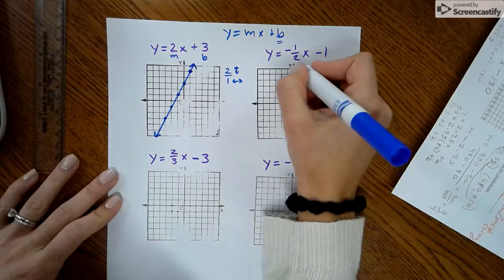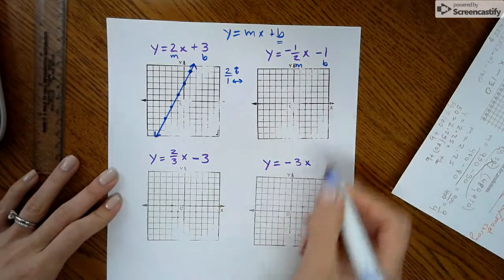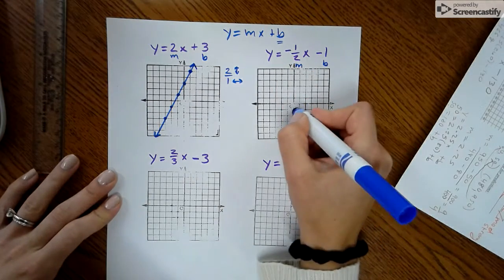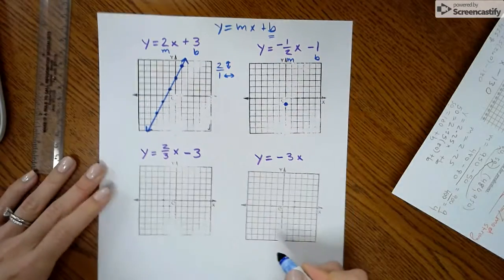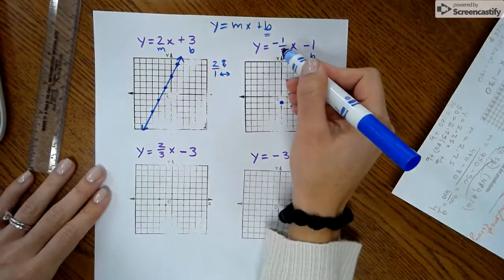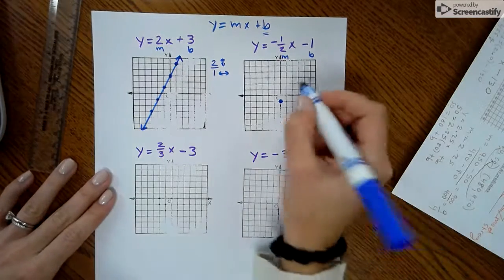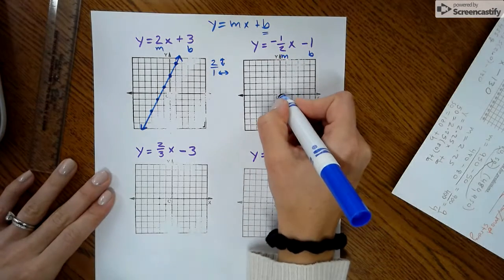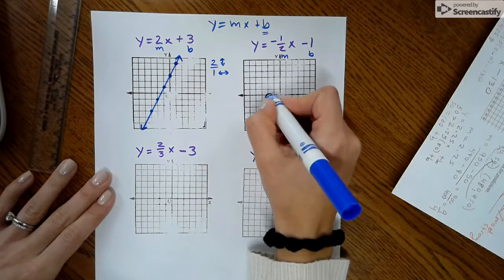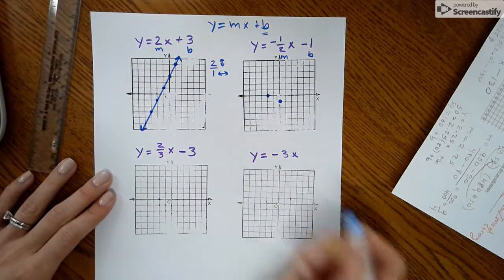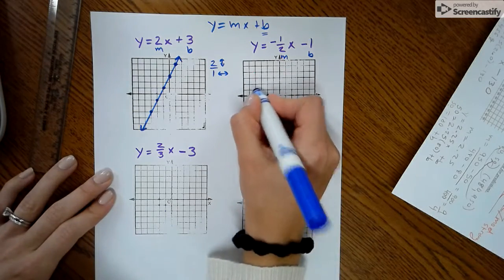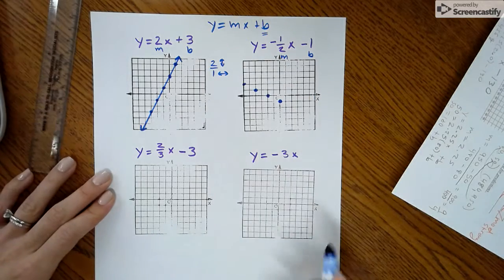All right, next one. So I have my m and my b. My starting point on the y-axis is -1. So I'm going to make a point there. Now, for a slope of -1/2, I have to go one positive direction and one negative direction. So if I go up 1, that's positive. So now I have to go left 2 to account for the negative direction. Up 1, left 2, up 1, left 2.